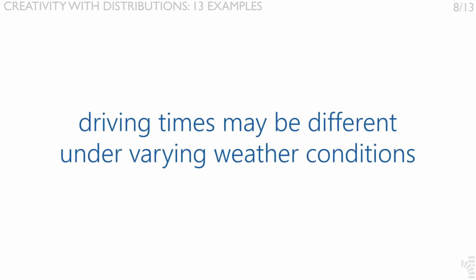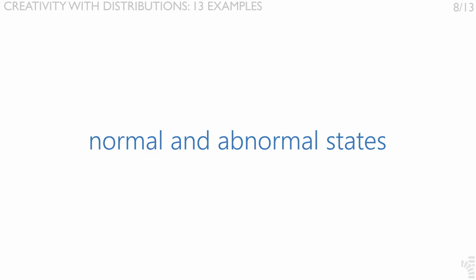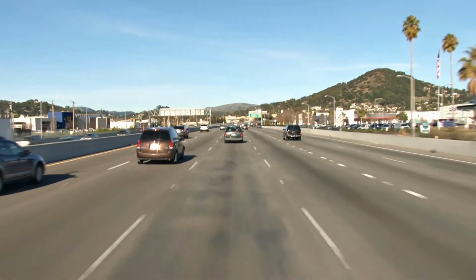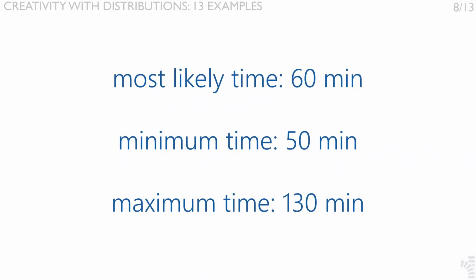Exercise 8, Conditional Distributions Considering Two States. At this point, the commuter becomes more sophisticated in his analysis and proposes that driving times may be rather different under varying weather conditions. Consider two states of nature, normal and abnormal states. Under normal conditions, commuting times are the same as exercise 1: most likely time is 60 minutes, the minimum driving time is 50 minutes and maximum driving time would be 130 minutes.